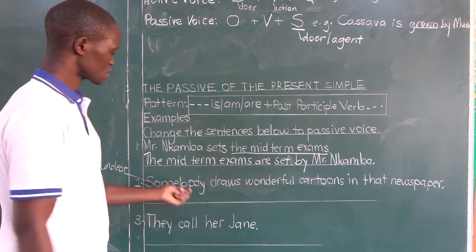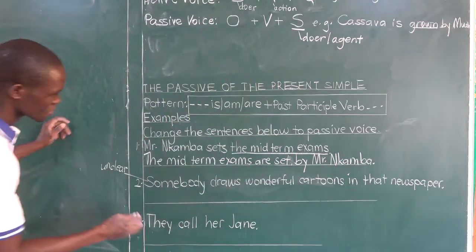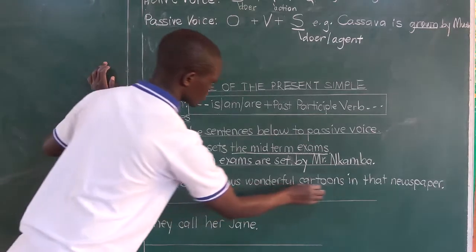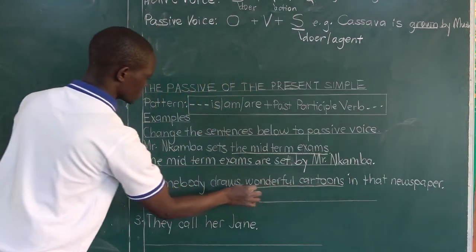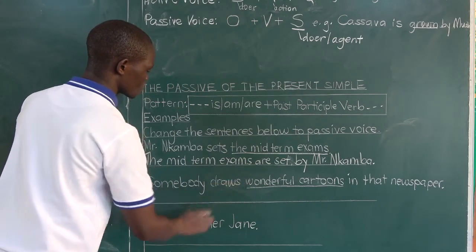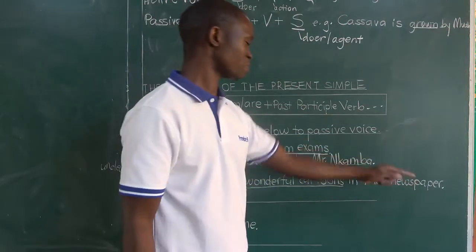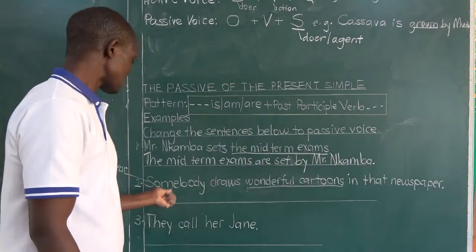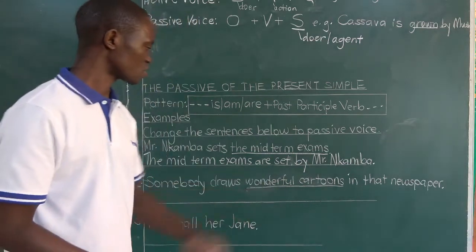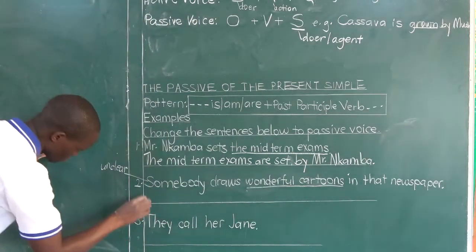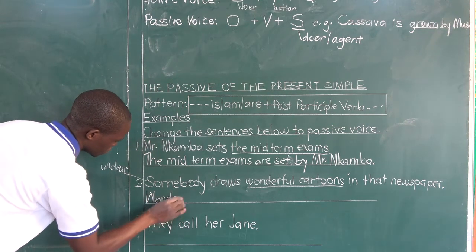So we are saying somebody draws wonderful cartoons in that newspaper. So where is our subject? Wonderful cartoons is not our subject but our object. The action of drawing is done to wonderful cartoons, not wonderful cartoons in that newspaper. What does that somebody draw? He draws wonderful cartoons. So our object is wonderful cartoons, meaning they begin our sentence. Wonderful cartoons, our subject.